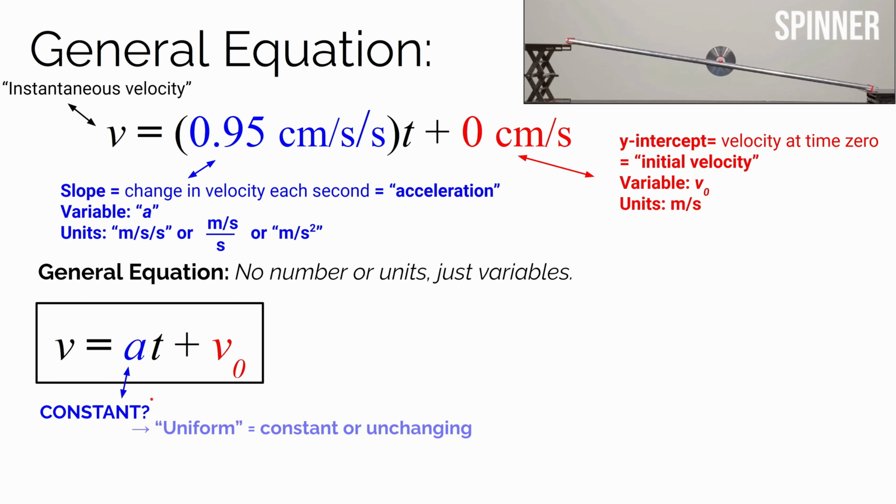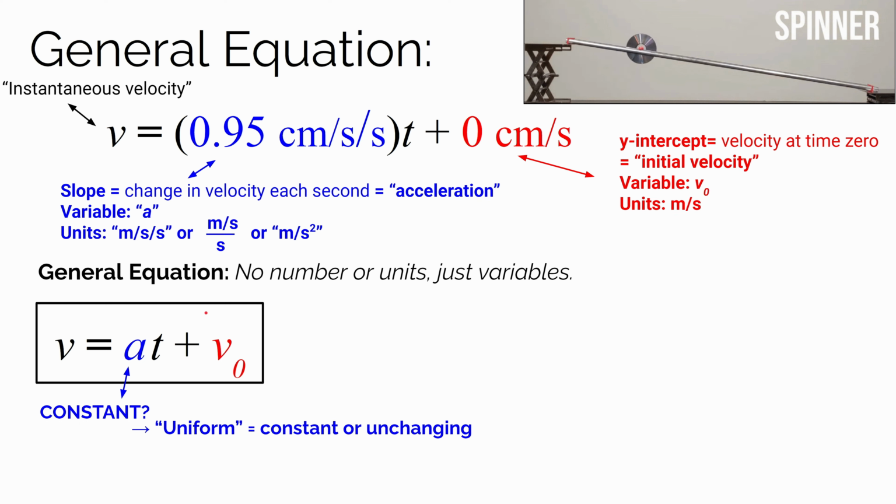Another word we can use for constant or unchanging is the word uniform. So we could say here that it has a uniform acceleration, a constant acceleration, or it changes its velocity by the same amount each and every second. So in an introductory physics class, this is the form of the equation that we would use.